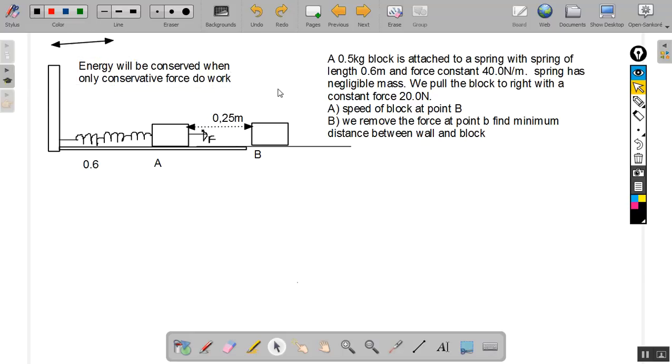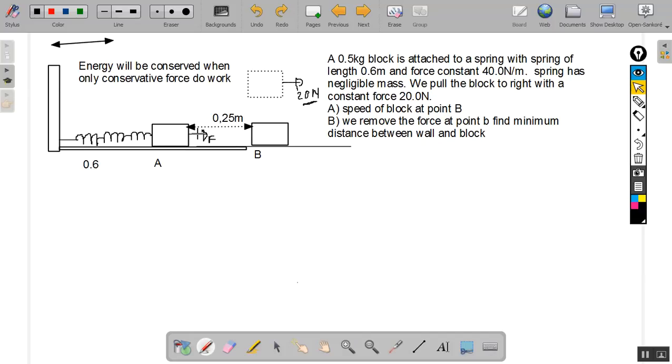If you draw the free body diagram of this block, this is the block, and the forces acting on it are: in this direction, there is a 20 newton force, and this is an external force. This force is not always constant. From here to here the force is 20 newton, and after this point the force vanishes. So it remains constant only for some interval of time.